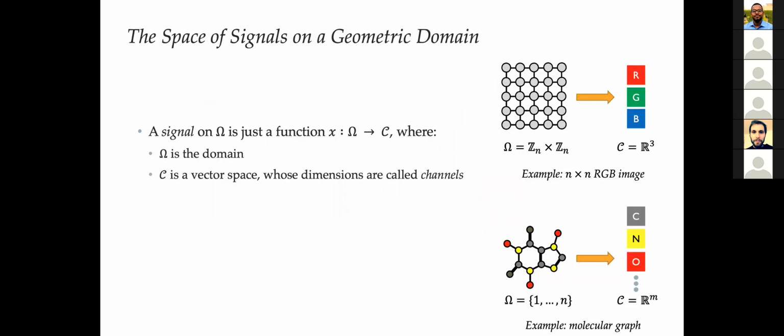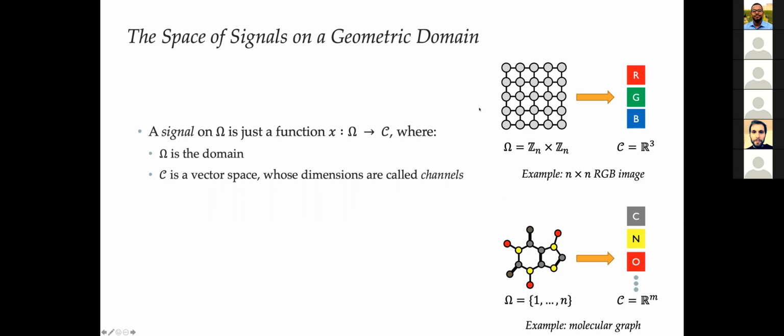All right, so we've discussed the geometric domains, and we've seen a couple of examples of it, but most of the time the data is not a domain itself. Our data isn't a grid, it's a signal on the grid or a signal on some other space. So what's a signal? Well, a signal essentially is just a function. We typically denote it by x. It's a function that takes as input an element of our domain omega, and it outputs a vector in some vector space C, where the dimensions of C are typically called channels.